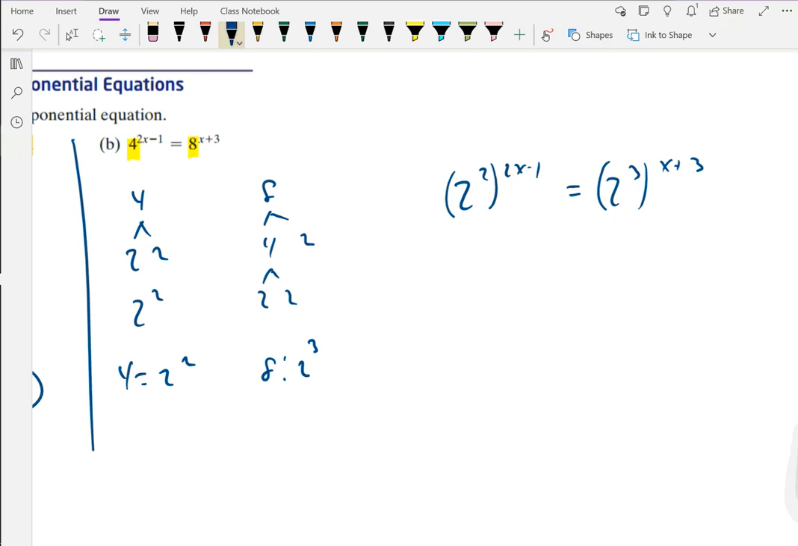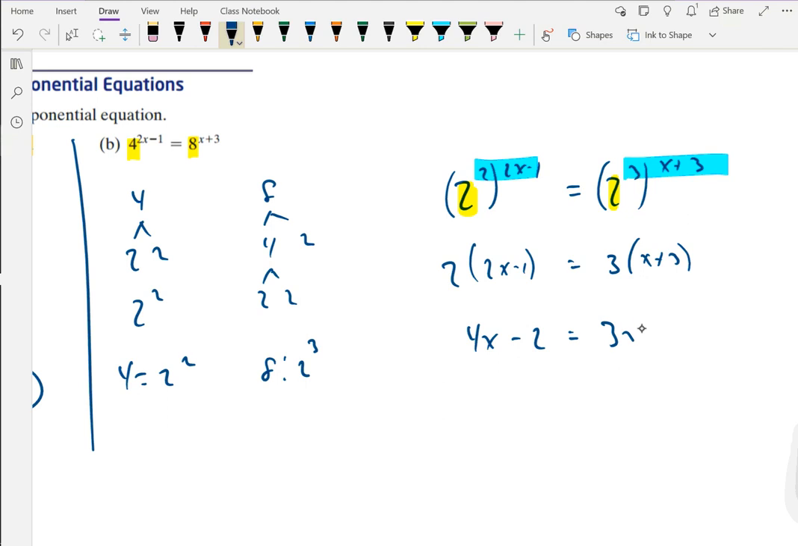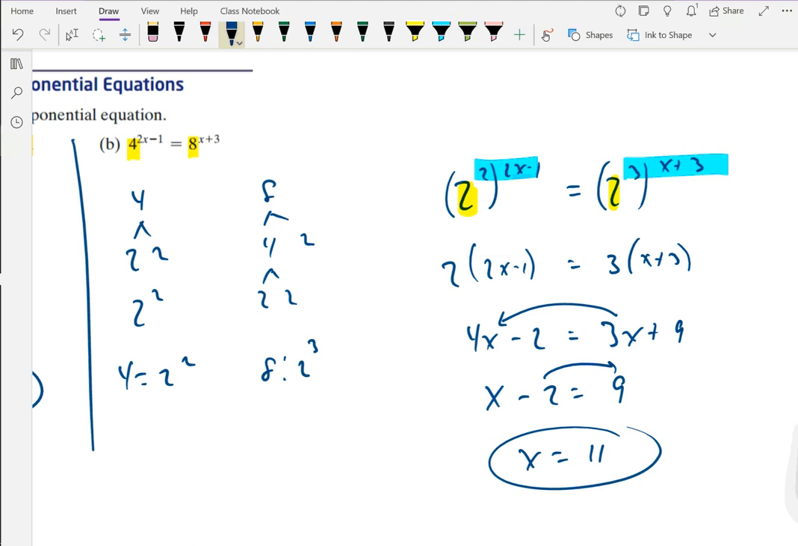So now my bases are the same, so that means my exponents now have to match each other. So I've got 2 times 2x minus 1 has to equal 3 times x plus 3. So now we have a big distributive property. Whoops, I said distributive and then forgot to distribute. So that's going to be 4x minus 2 equals 3x plus 9. If I subtract 3x from both sides, I get x minus 2 is 9. If I add 2 to both sides, then I get 11. So x ends up being 11.